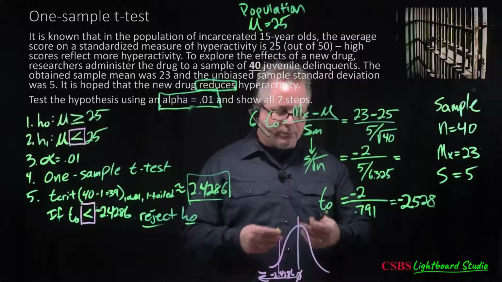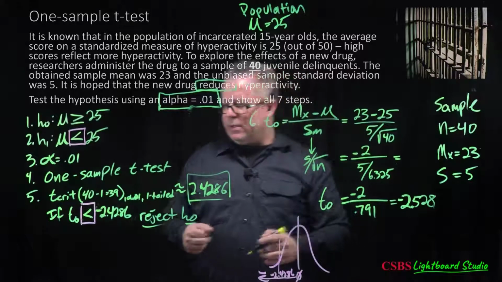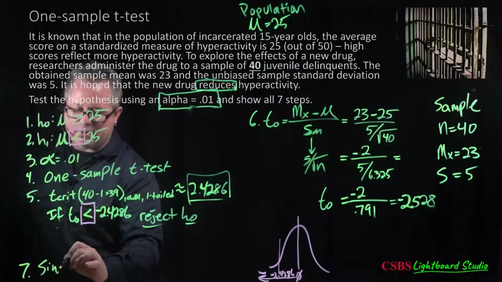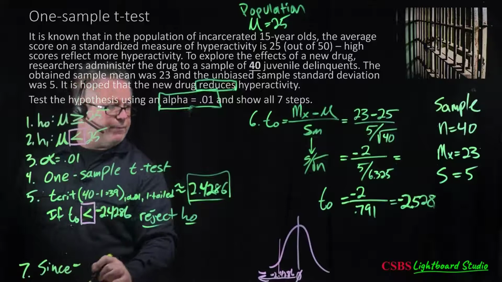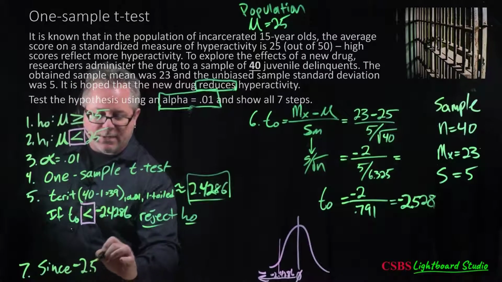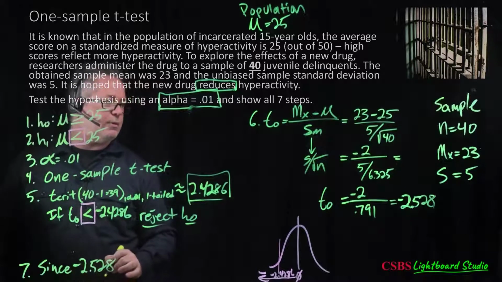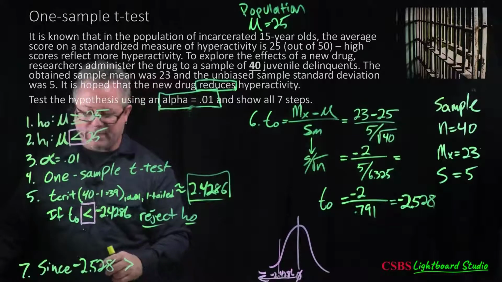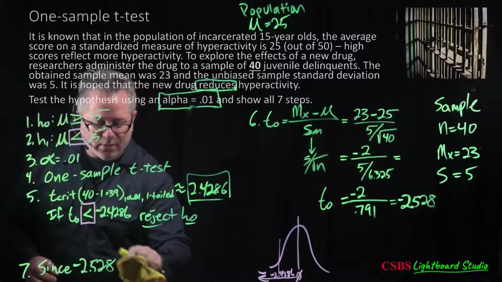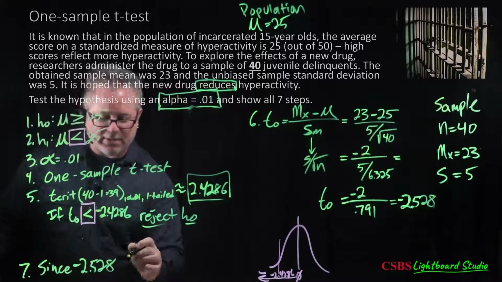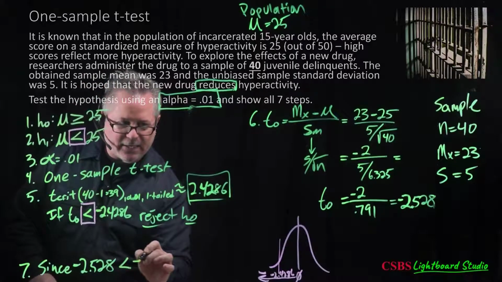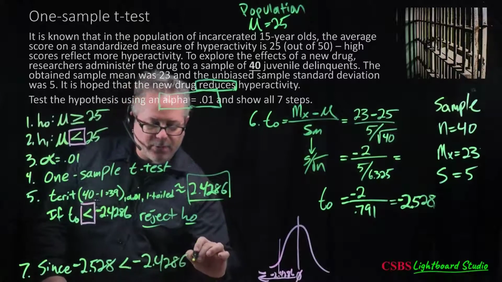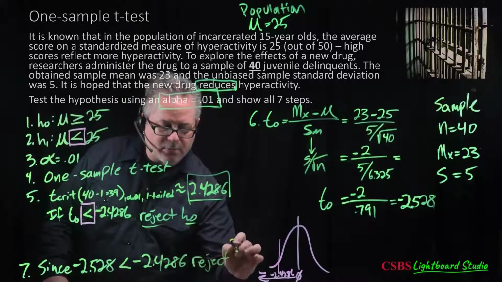All right. So I can go back here, step 7, and say, since negative 2.528, right, is greater than, not greater, see, I'm just so used to doing it that way, is less than my negative 2.4286, I'm going to reject the null.